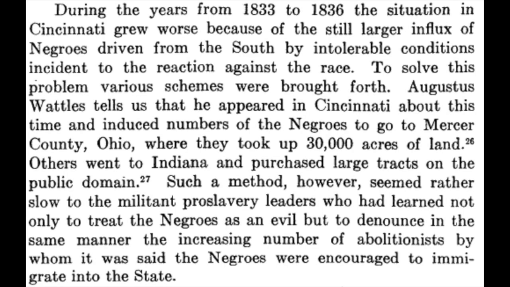During the period of 1833 to 1836, the situation with racial tensions in Cincinnati had grown worse. There were more and more Negroes driven from the South by intolerable conditions. But to solve this problem, people were coming up with schemes to buy large plots of land and have the Negroes move to different counties or states. But such a method, however, seemed rather slow to the militant pro-slavery leaders who had learned not only to treat the Negroes as an evil, but to denounce in the same manner the increasing number of abolitionists by whom it was said the Negroes were encouraged to immigrate into the state. They wanted to keep the status quo.